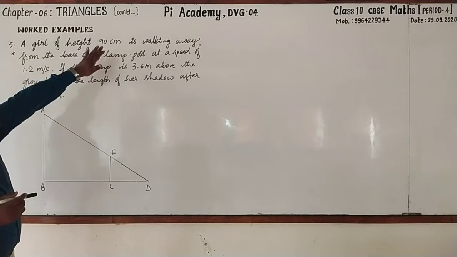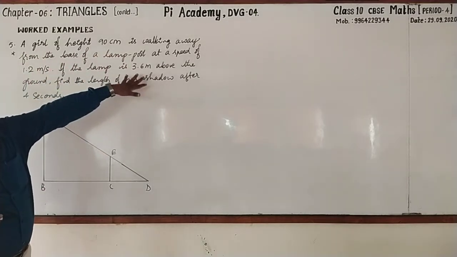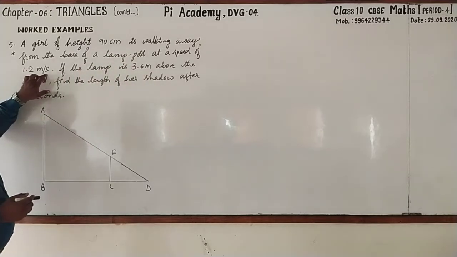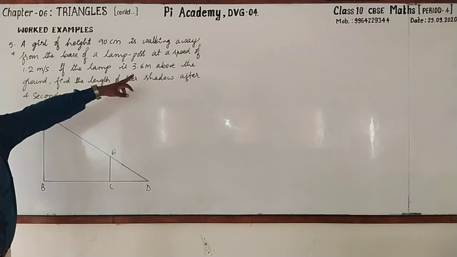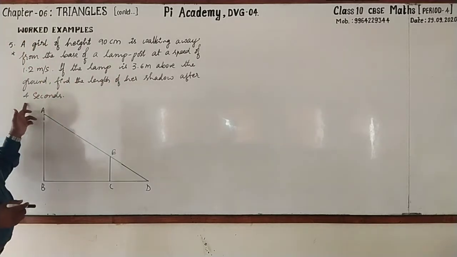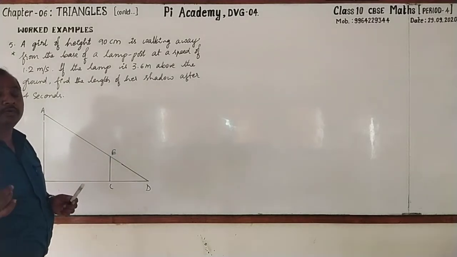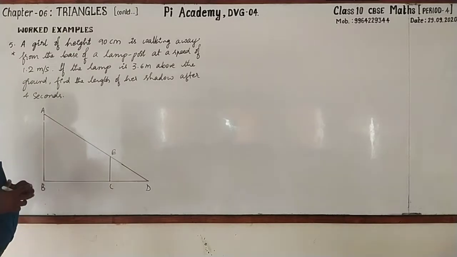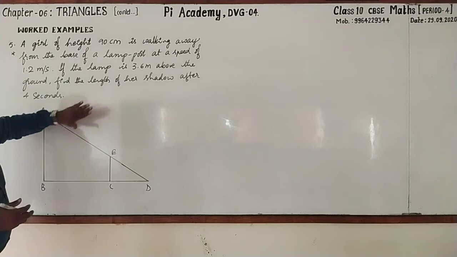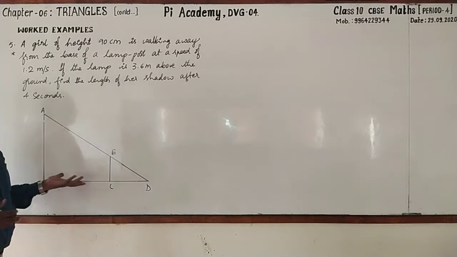A girl of height 90 centimeter is walking away from the base of a lamp post at a speed of 1.2 meter per second. If the lamp is 3.6 meter above the ground, then find the length of her shadow after 4 seconds. Whether the statement is simple or not? No doubt it is simple. In the examination, they may give only the statement or both statement as well as figure. In the textbook, they have given a figure, so I too have drawn it.